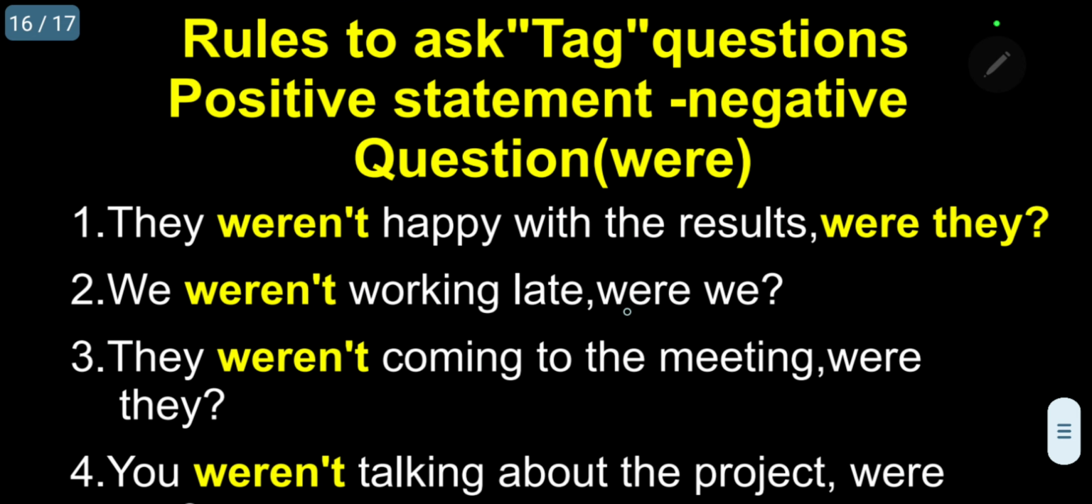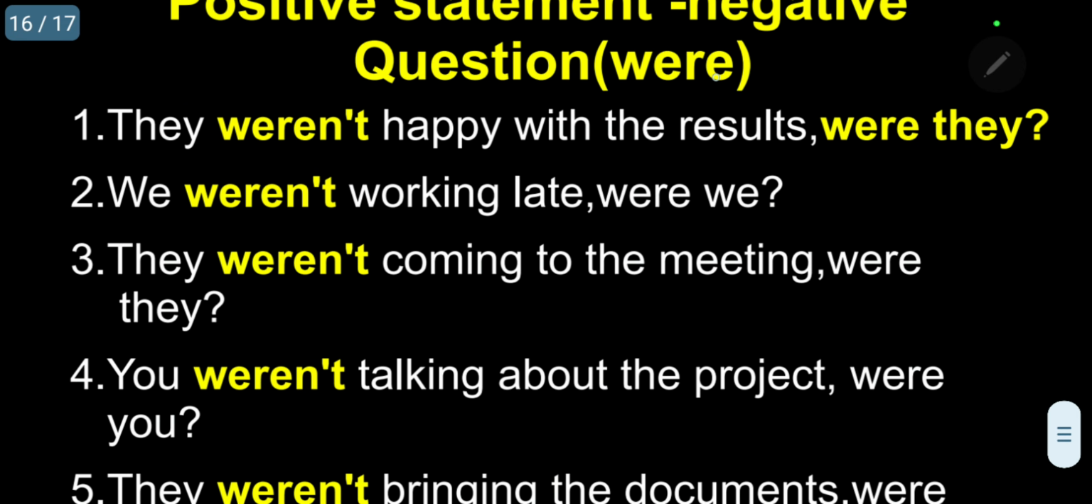Next one, were. They weren't happy with the results, were they? We weren't working late, were we? They weren't coming to the meeting, were they? You weren't talking about the project, were you? They weren't bringing the documents, were they?